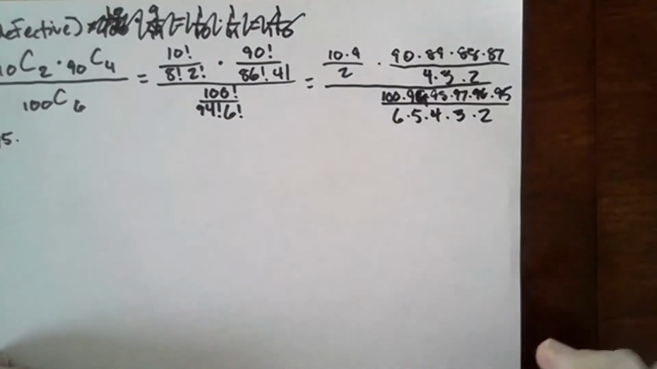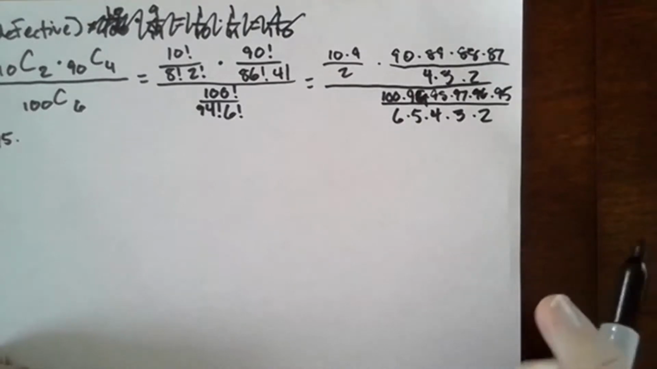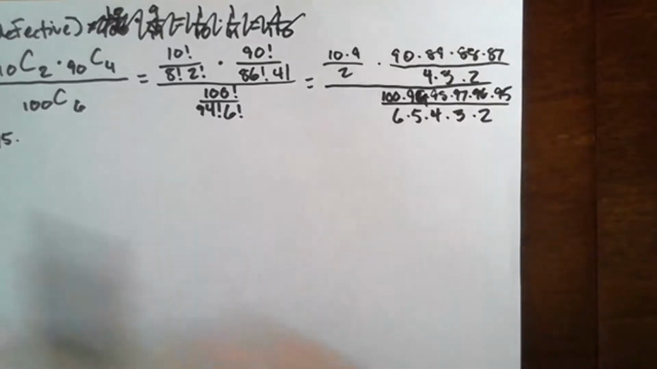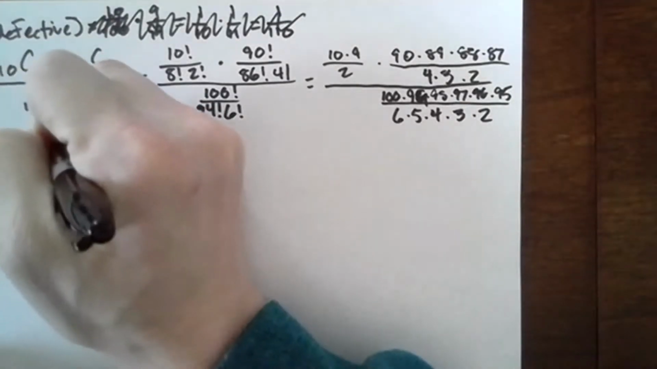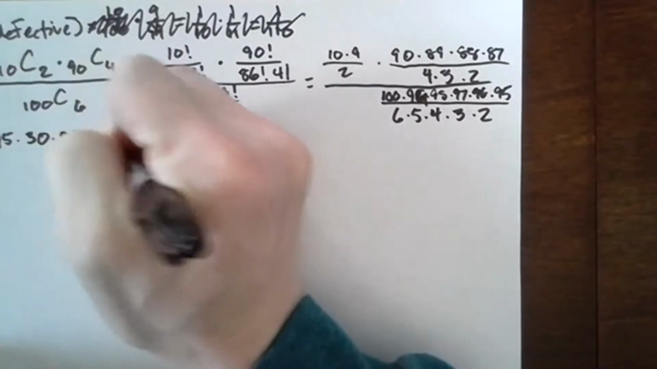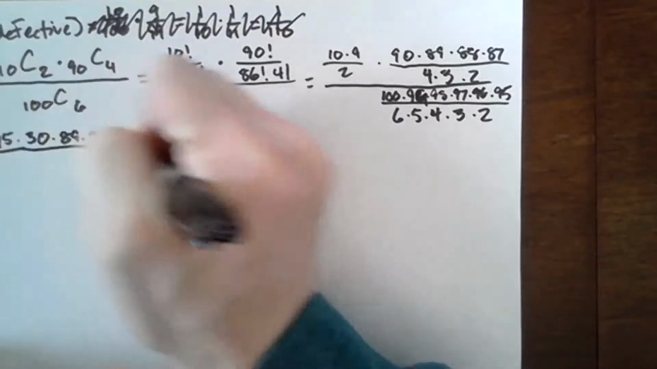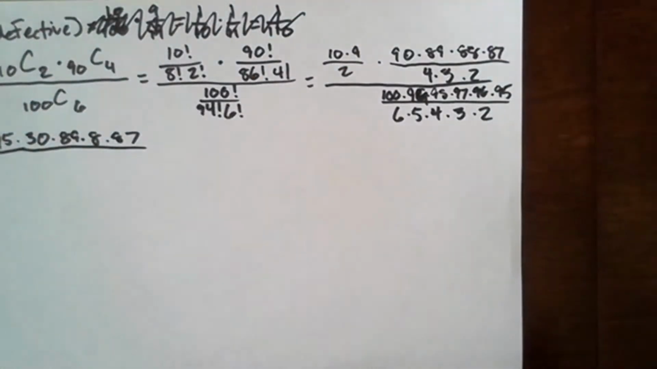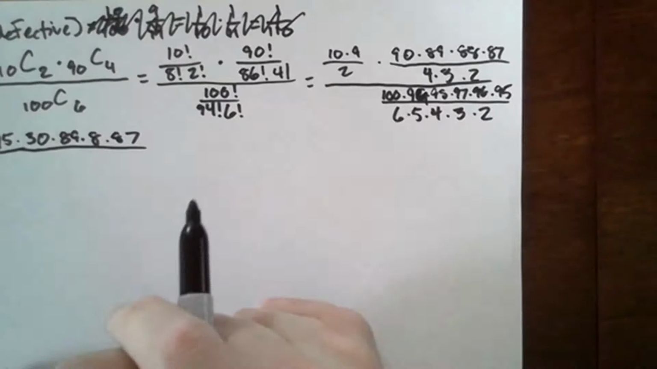Here we're going to have to do a little more work. I can divide 88 by 4 and 2, giving me an 8. And I can divide 90 by 3, giving me a 30. 30 times 89 times 8 times 87. I could also have divided my 87 by 3, but I went with the 90 instead.